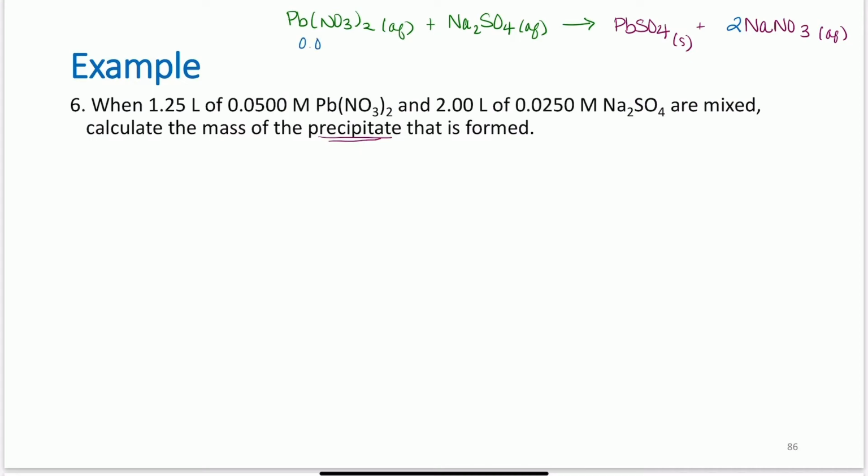You've got 0.0500 molar lead 2 nitrate, and you got 1.25 liters of it. And you have a 0.0250 molar solution of sodium sulfate and 2 liters of that. So I have volumes and concentrations of both species. This is a limiting reactant problem.